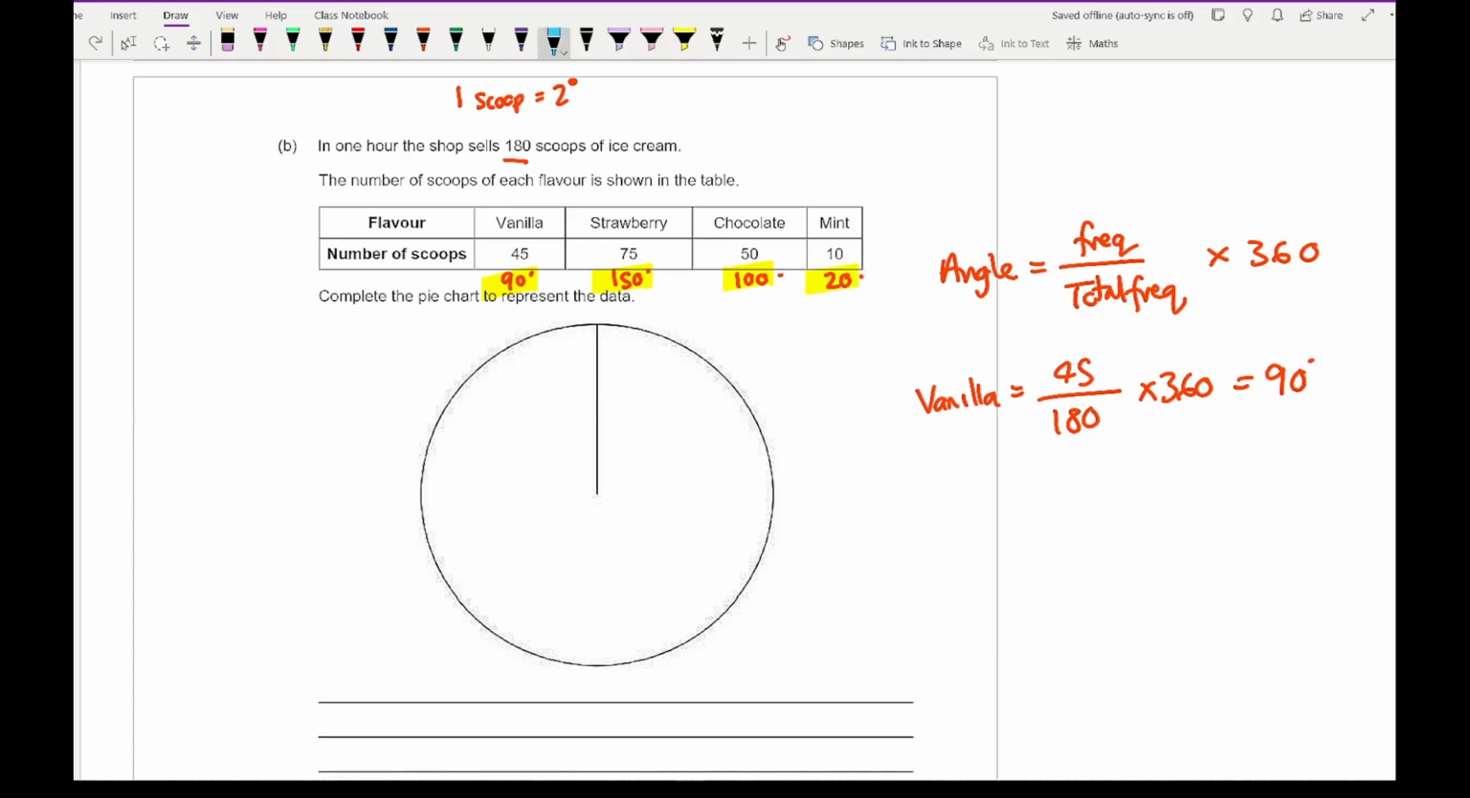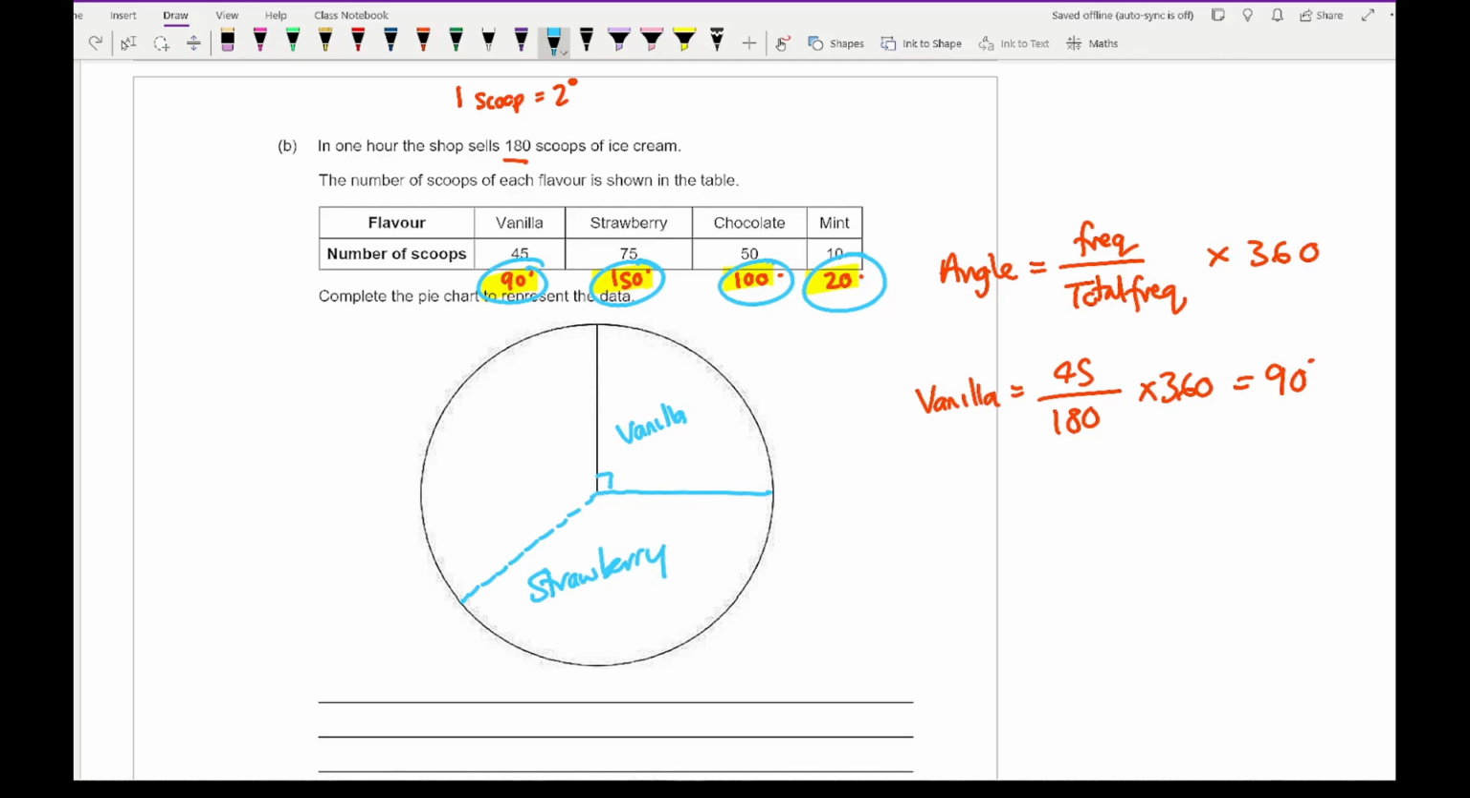So then from this, all I then want to do is to plot or to measure each of these 4 angles. So for the first one, it's going to be 90, and again you should be using a protractor, which I know I'm going to struggle with. That should be 90. Now it's also important that you do show that you've calculated these angles somewhere. Then 150 is going to be roughly around there, so this is going to be strawberry. And again, always worth making sure that you are labeling your sectors.